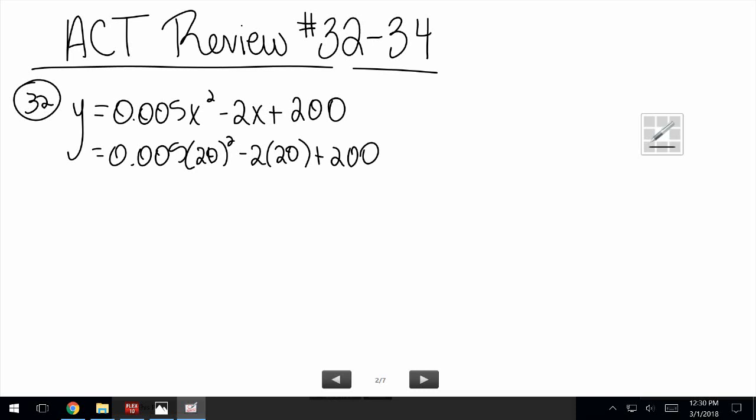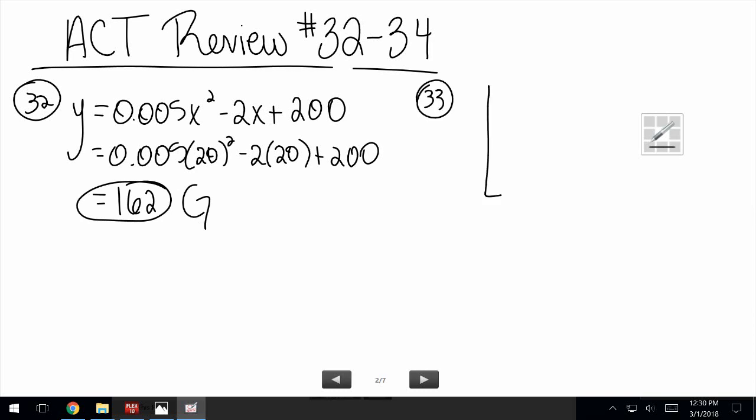162. Somebody second that? Yes. All right, so what answer choice is that? G. All right, 33. Is that the one with the picture, right? The curve is longer than FG, about how many quarters longer than FG.